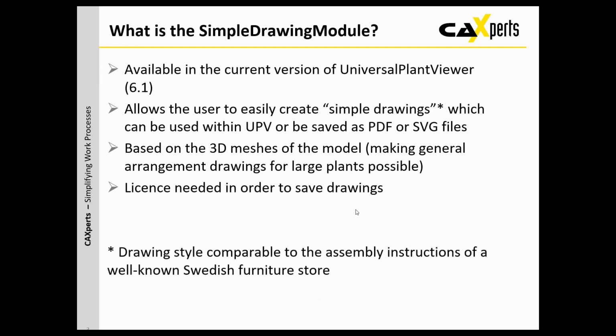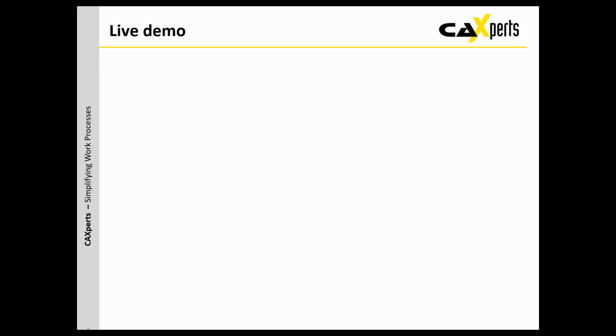Now back to the simple drawings here. I like this comparison here. The drawing style is comparable to the assembly instructions of a well-known Swedish furniture store. I think that's it really. So it's nothing you would give to the workshop to create objects on, but we guess it's the perfect drawing style if you want to create a little drawing, for example, on site, to explain what needs to be modified or what items have to be handled.